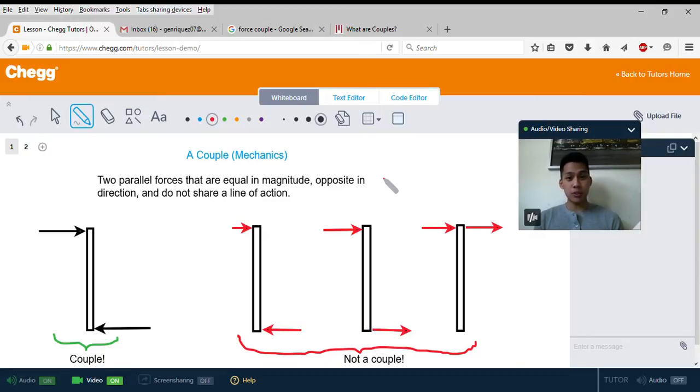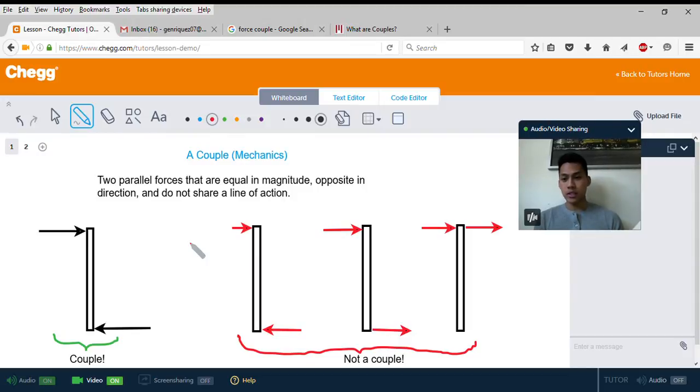And today we will just be talking about a couple, which is a term used in mechanics. So mainly used in your statics classes, dynamics. So what a couple is essentially just two parallel forces that are equal in magnitude, opposite in direction, and do not share a line of action.